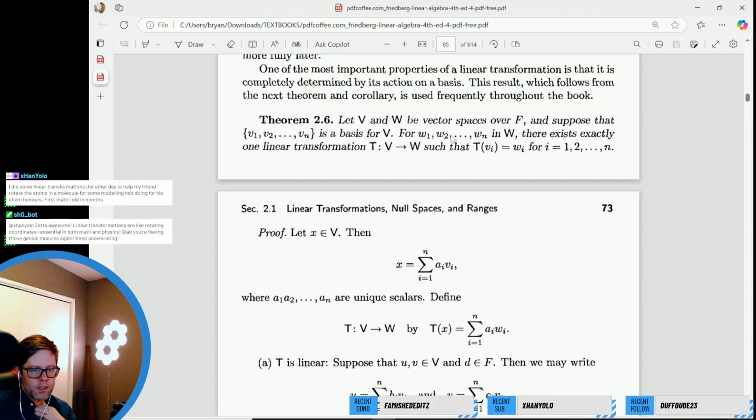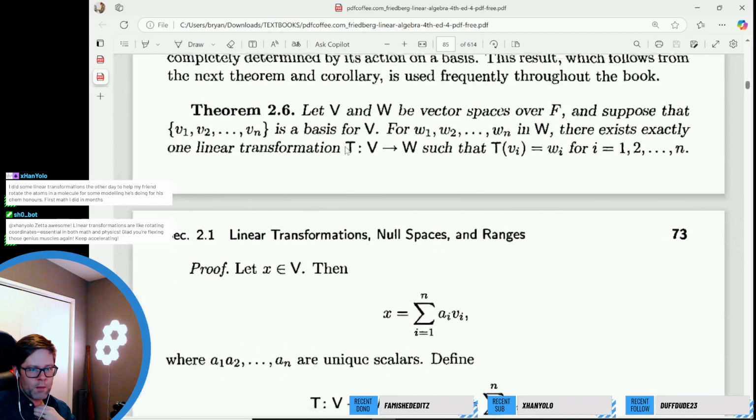Oh, here it is. It's this one, right? Awesome. Linear transformations are like rotating coordinates, essential in both math and physics. Glad you're flexing those genius muscles again. Keep accelerating. I think this might be the theorem I'm thinking about, right?